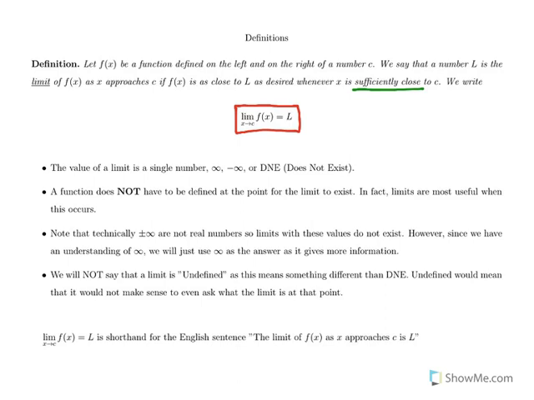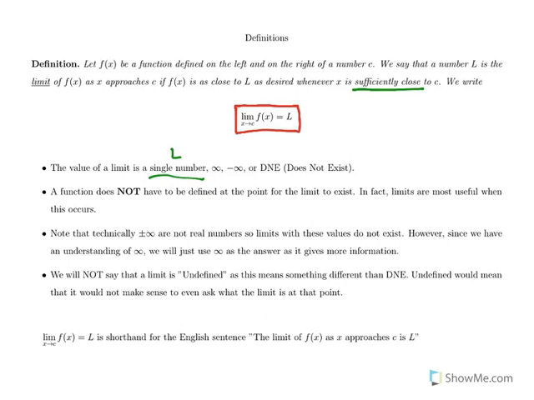All right, the value of a limit is going to be a single number, and that is the value L. We could also have answers like infinity, minus infinity, or DNE, which stands for does not exist. All right, note that a function does not have to be defined at the point for the limit to exist. And we actually said before that it's the interesting examples where the function's not defined at those points. Limits are more useful when that occurs, since if we already know what the function value is, it's not terribly useful.